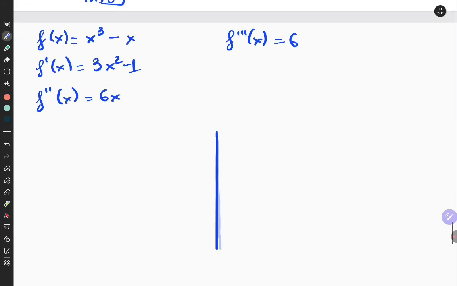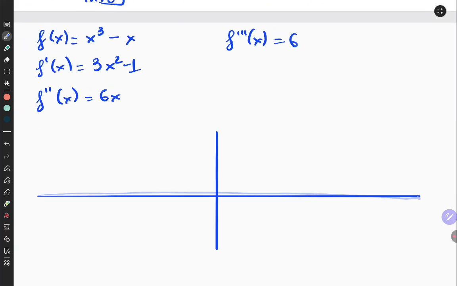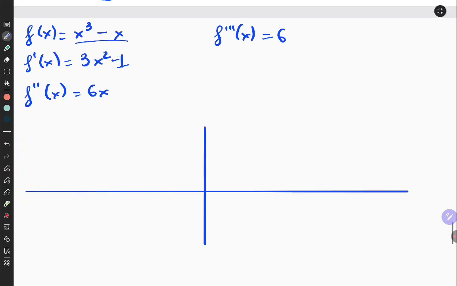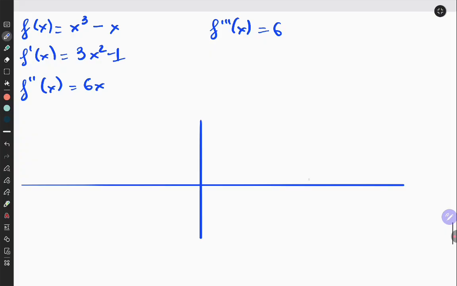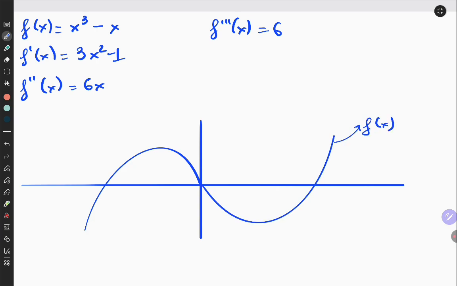So I will plot the first one, the original function, x cubed minus x. That's just a cubic function. It will look like this. That is f of x. 0 right here, and positive 1 and negative 1 there.